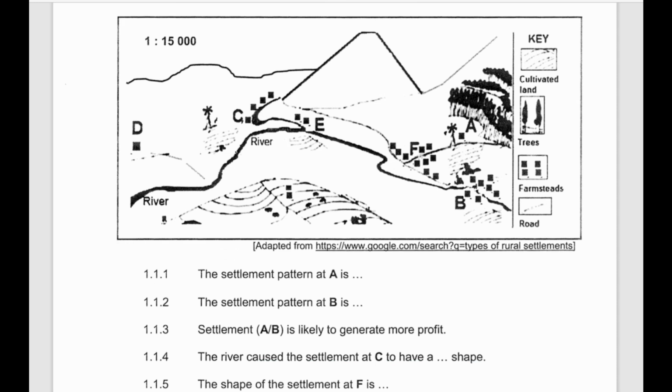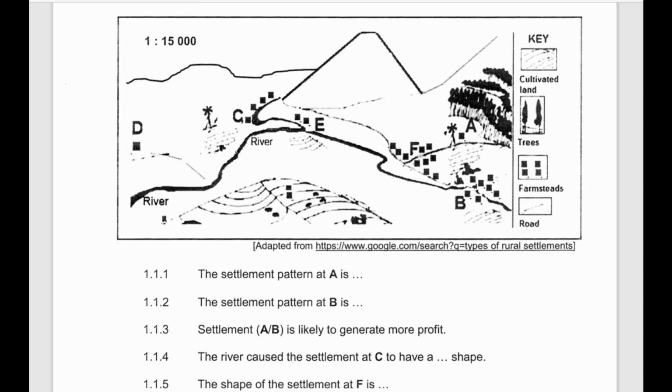out the sense of the settlement being illustrated here. You can see we have our scale here, which is 1:15,000, which is a relatively large scale map extract. And if you check your key, we have cultivated land, which is represented by those lines, and we have trees, which are also indicated by that symbol, and we have the farmsteads, which are indicated by those squares, and lastly the road network is indicated by that line.